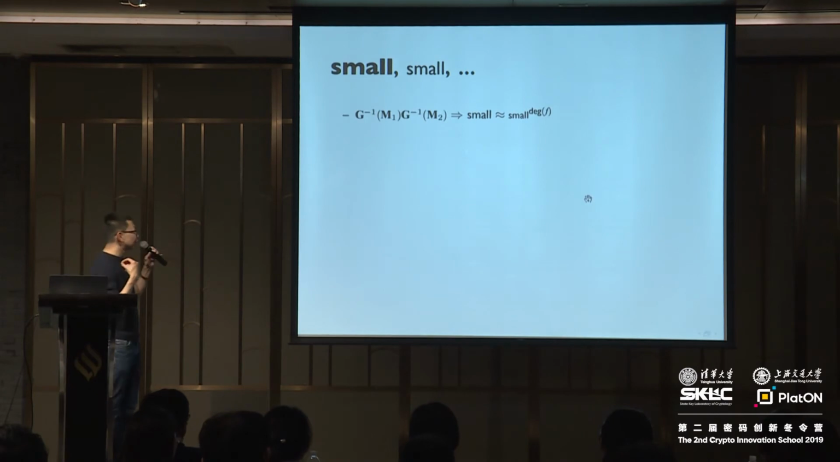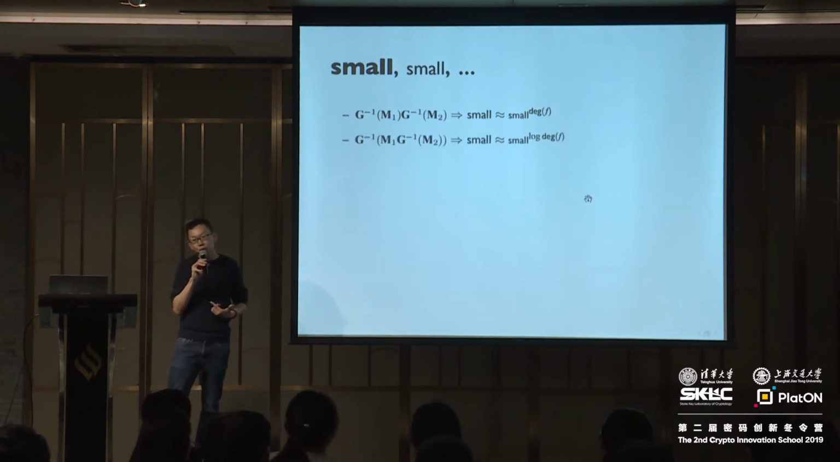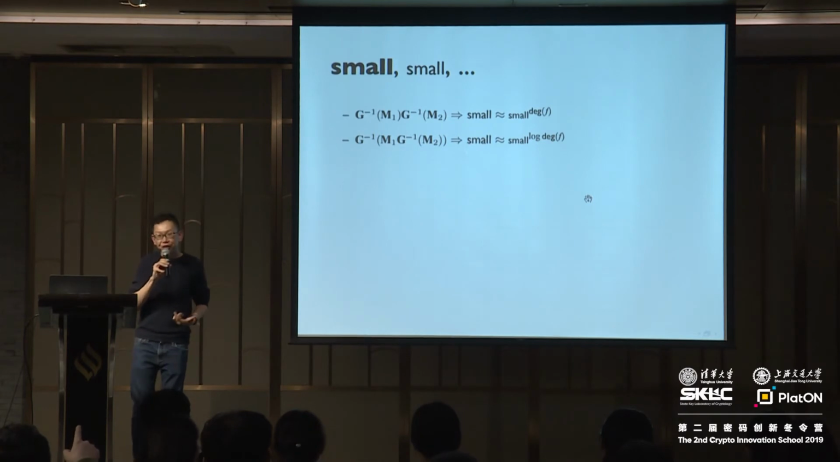Turns out you can get a lot of leverage by working with this G inverse a little bit differently. Okay? So what you do is, whenever you want to multiply M1 by M2, you don't compute the G inverse first and then multiply the two G inverse together.